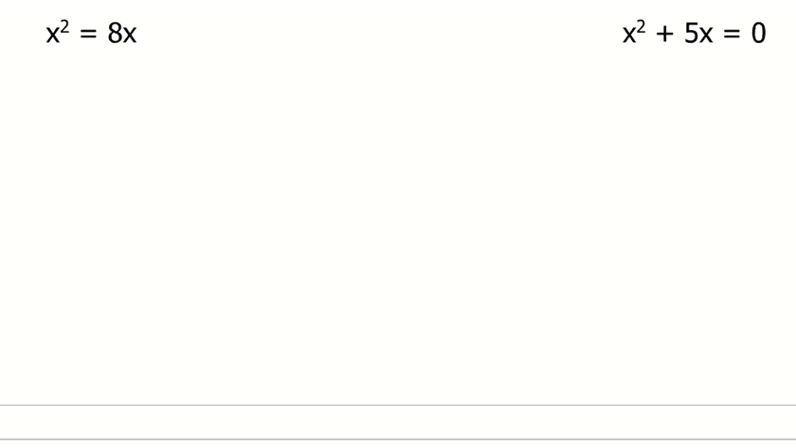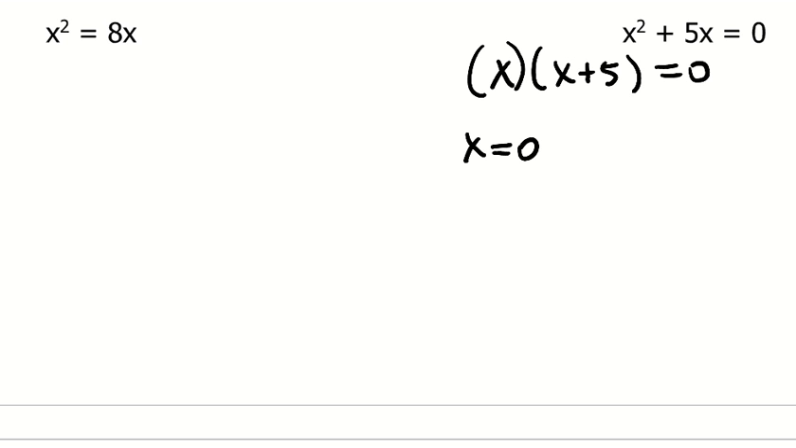All right, here we've got a couple more, ones that don't have a constant term. So I'm going to start with the one on the right. I'm going to factor out an x. So I'll have an x times x plus 5 equaling 0. And so that means that either x equals 0 from the left, or maybe the thing on the right is equal to 0.